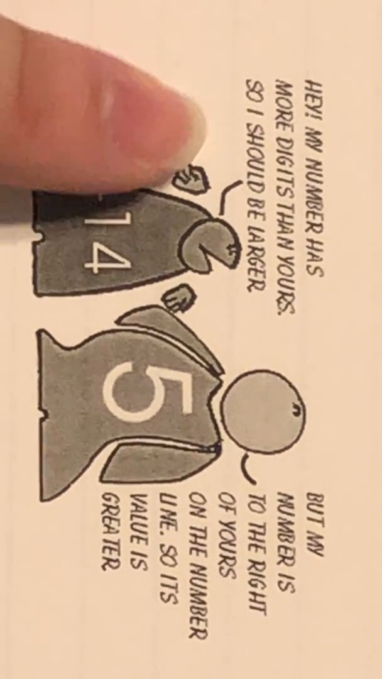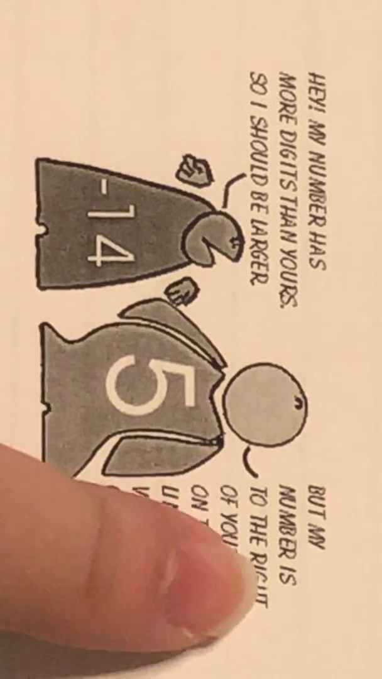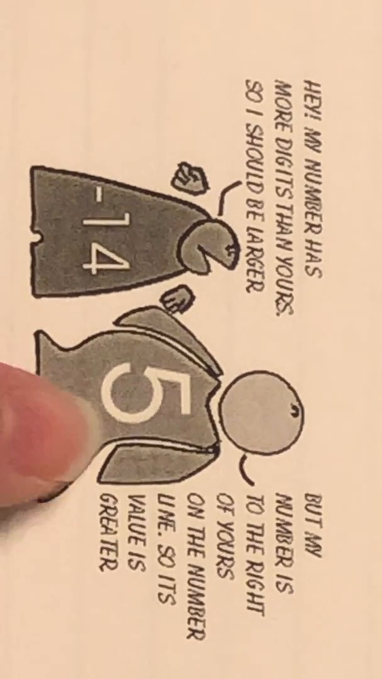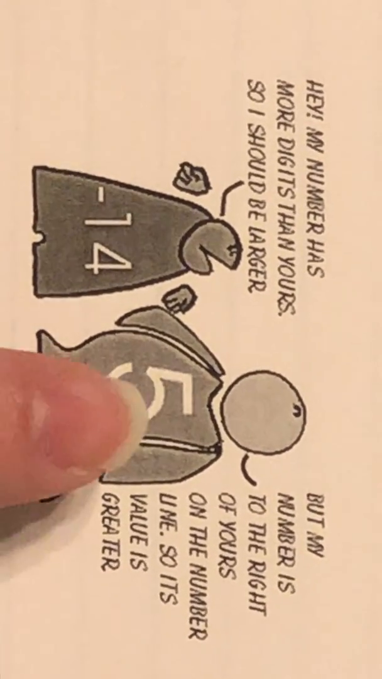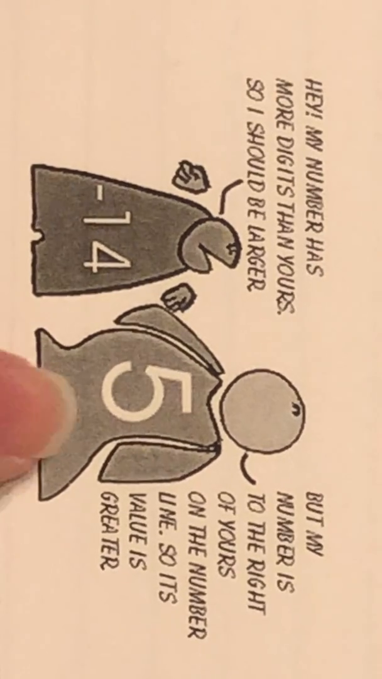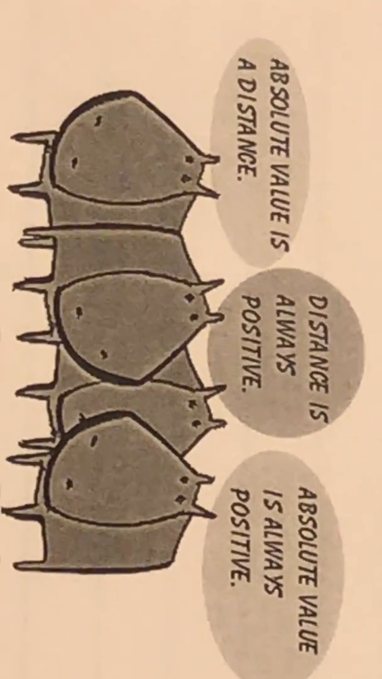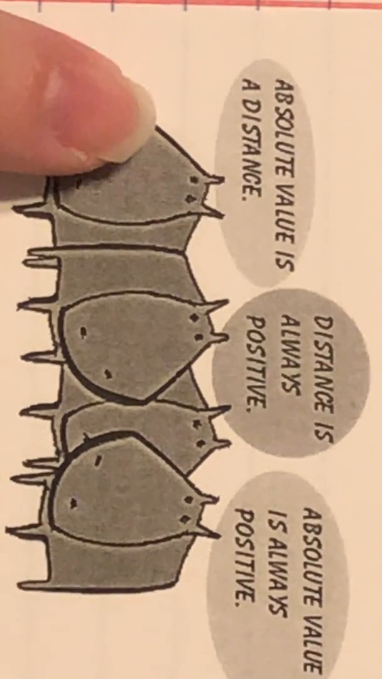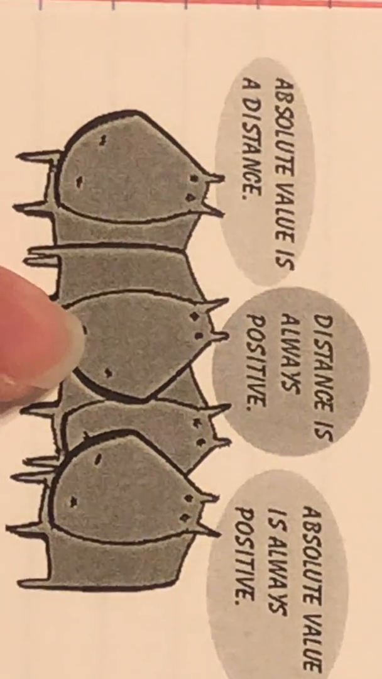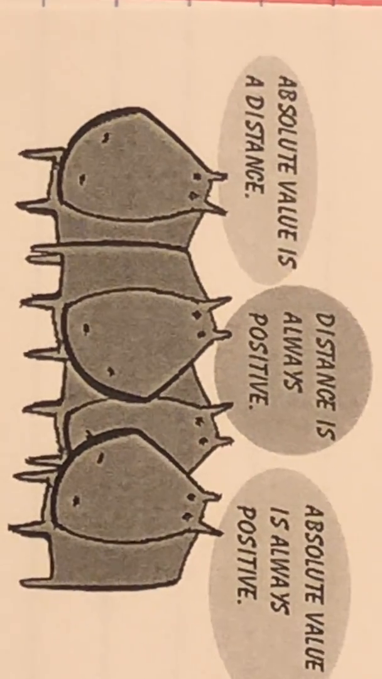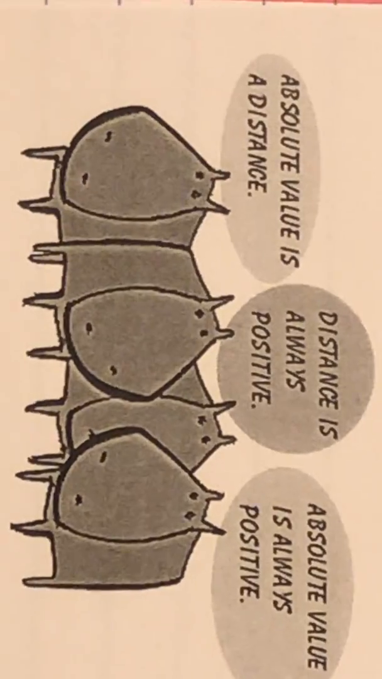Here's a little cartoon for you. Hey, my number has more digits than yours, so I should be larger. But my number is to the right of yours on the number line, so its value is greater. So if you can see negative 14 and 5, 5 is bigger. Even though it's a smaller digit, 5 is bigger because it's further right on the number line. Okay? So absolute value is a distance. Distance is always positive, so absolute value is always positive.